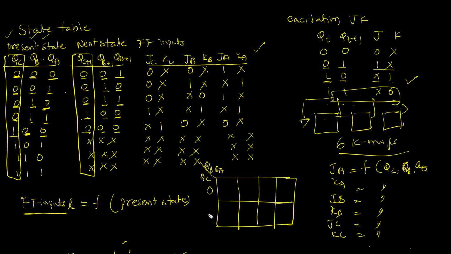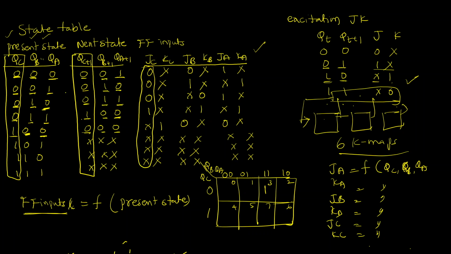When QC is 0, these are the lower values. When QC is 1, the higher values. AB changing: 00, 01, 11, 10. So the cells are 0, 1, 3, 2 and 4, 5, 7, 6. Now I have to enter the JC values. If I enter here, the value for 0 is 0, and it is 1 for 3. So 3 is 1.